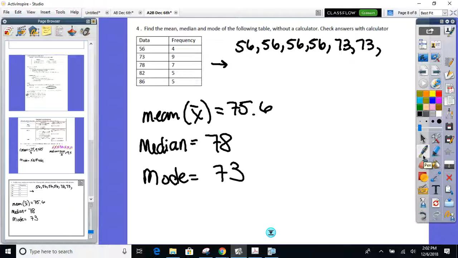Everybody good? And again, only use your calculator for 2 columns. If it's just a list of numbers, you guys can simply do it quickly on your own. You only use it if they give you a table. All right, get going.